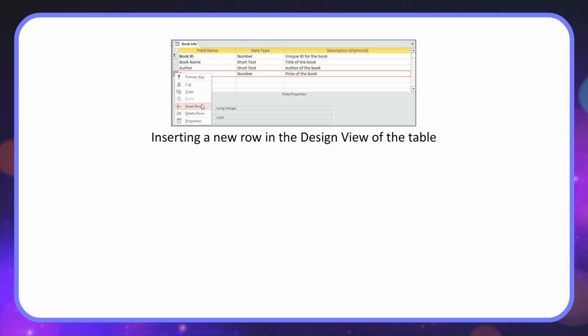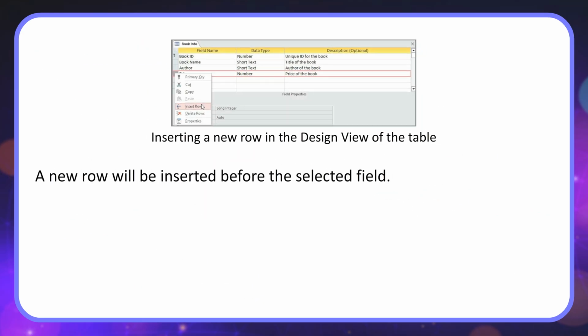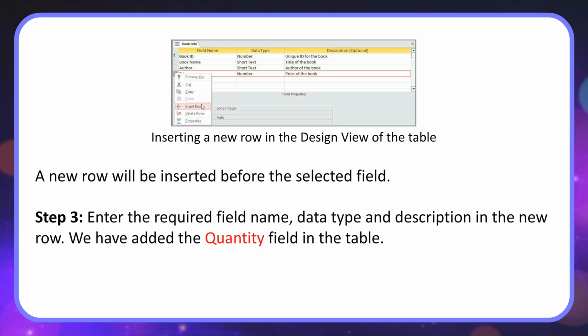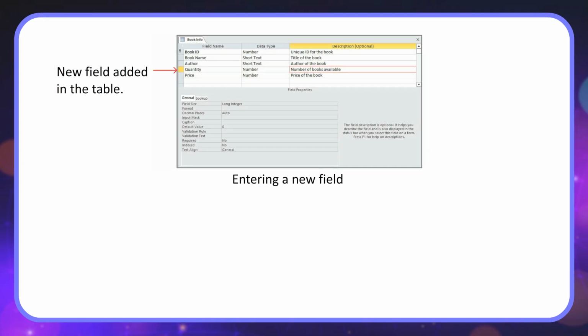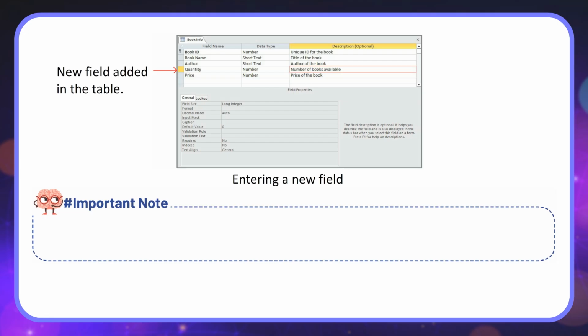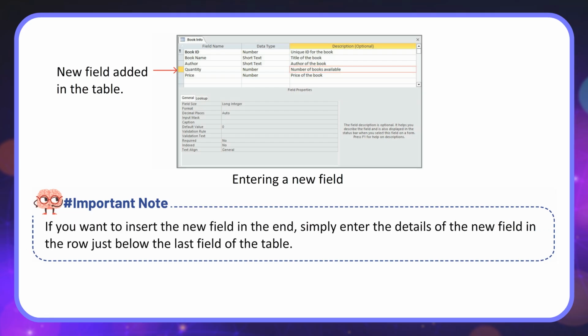Inserting a new row in the Design View of the table. A new row will be inserted before the selected field. Step 3. Enter the required field name, data type and description in the new row. We have added the quantity field in the table. New field added in the table. Entering a new field. Important note: if you want to insert the new field in the end, simply enter the details of the new field in the row just below the last field of the table.